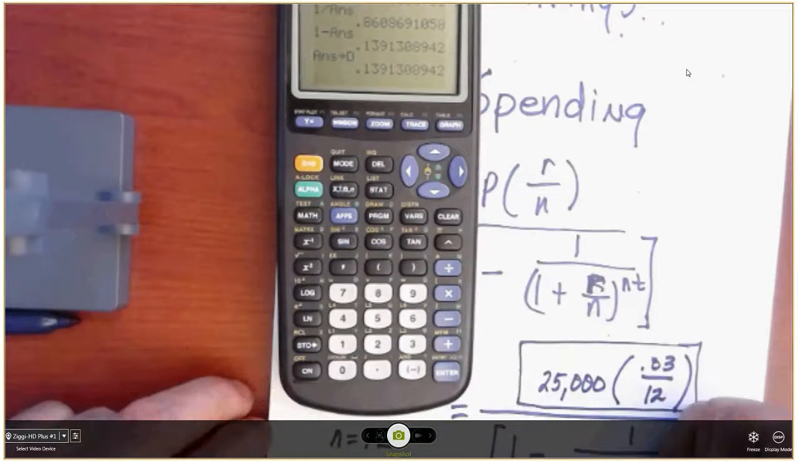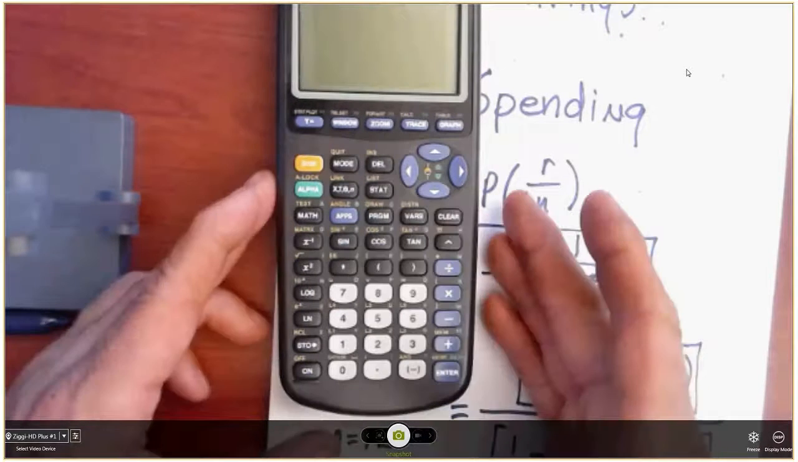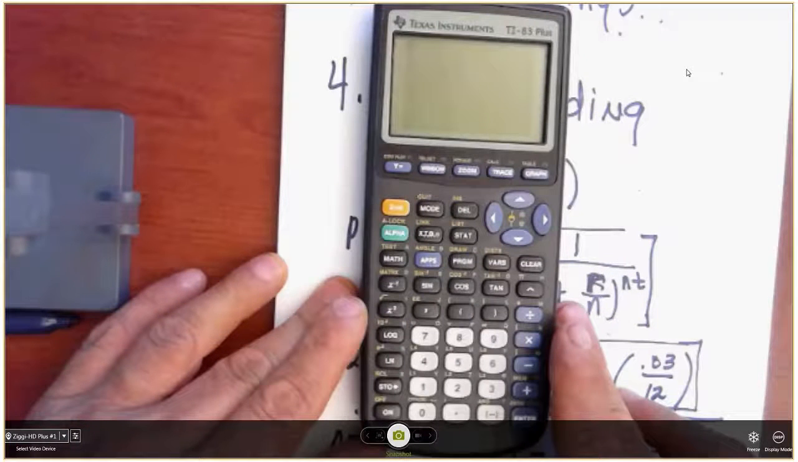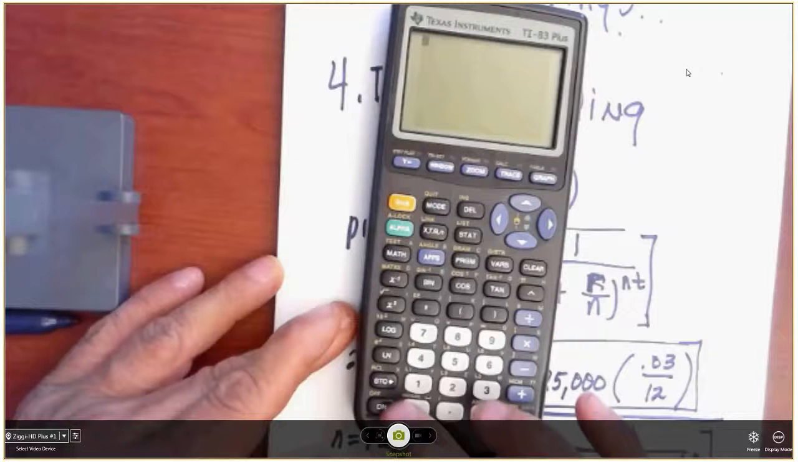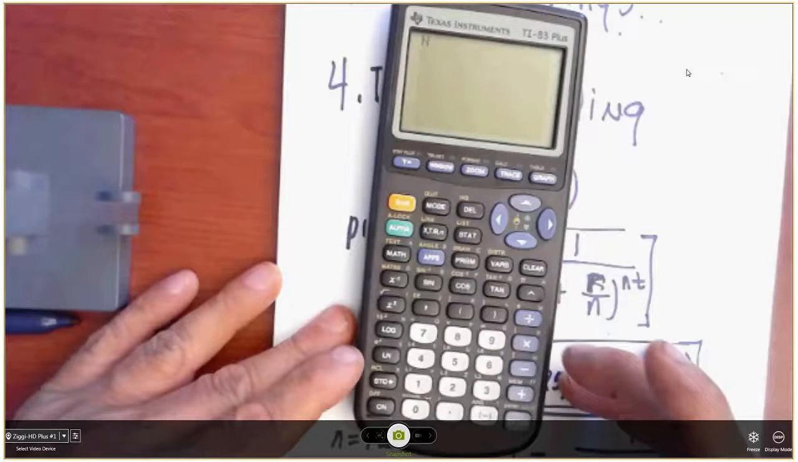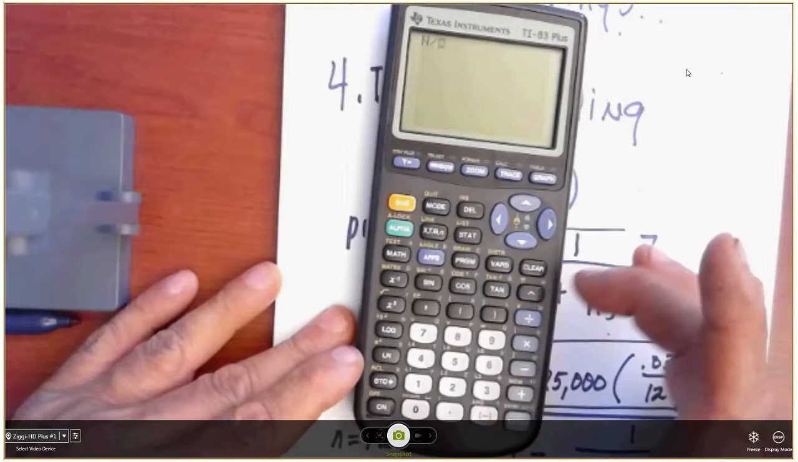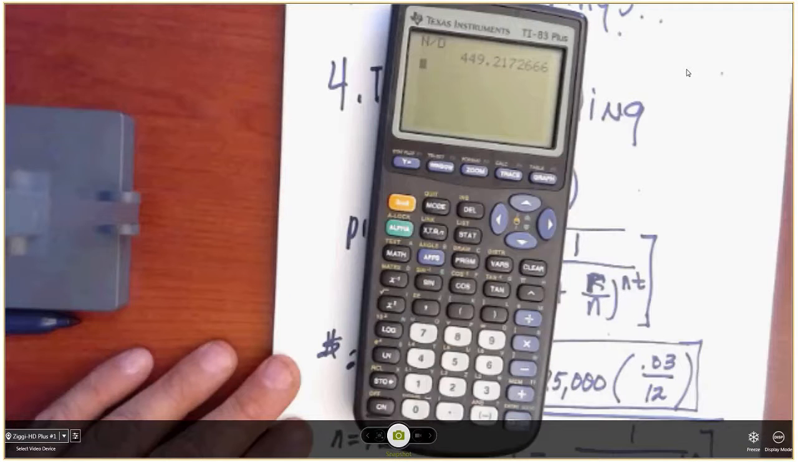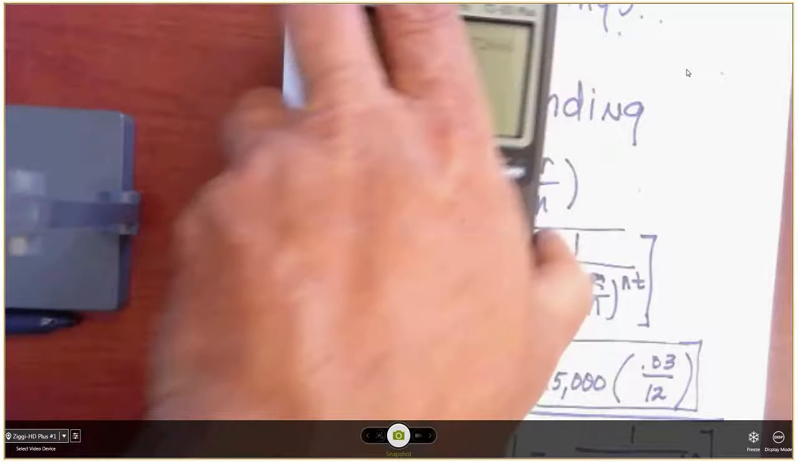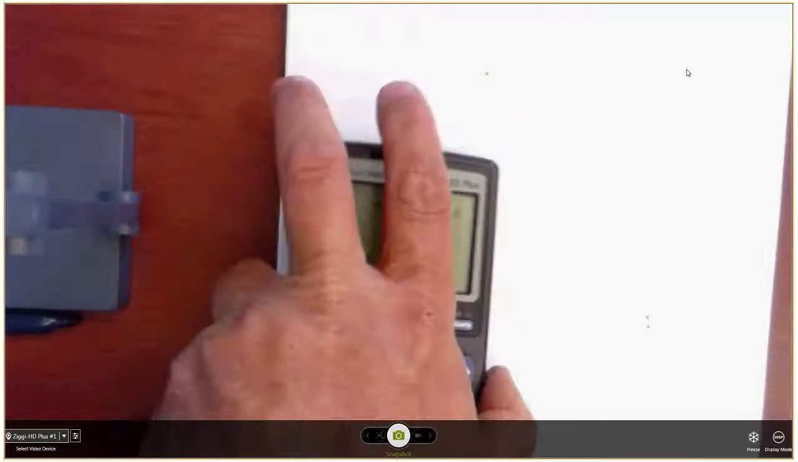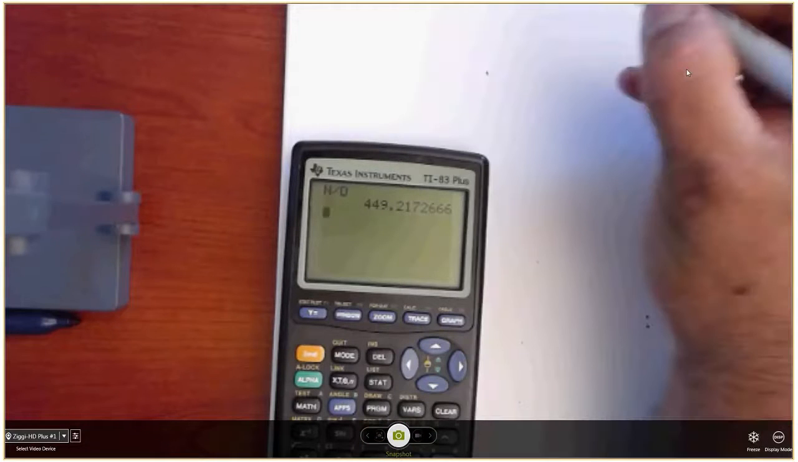Now I'm going to take alpha N and divide by alpha D. And that's going to give me my monthly payment of $450. Now, let's take that $450 and let's make everybody sick. Let's do the $450.